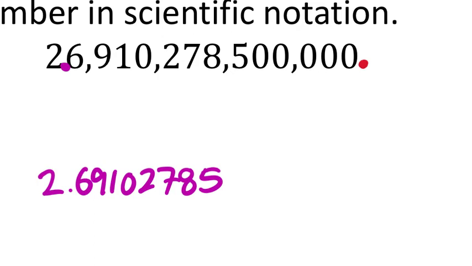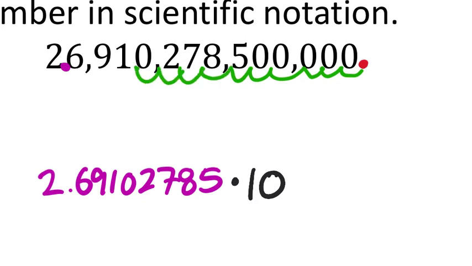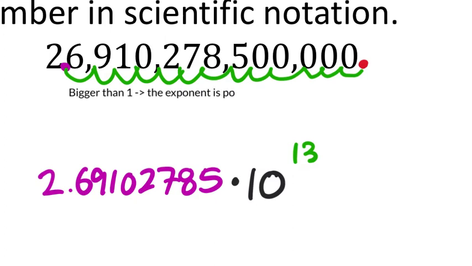Now, we know that the decimal is always multiplied by base 10. We just got to figure out what that exponent is, right? So how many times we move that decimal? So I'll start with the red. 1, 2, 3, 4, 5, 6, 7, 8, 9, 10, 11, 12, 13 times. So we know the exponent is 13. But again, the original number, what was that? 26,910,278,500,000. That number, it was definitely bigger than 1. So since it's bigger than 1, we know the exponent is positive.